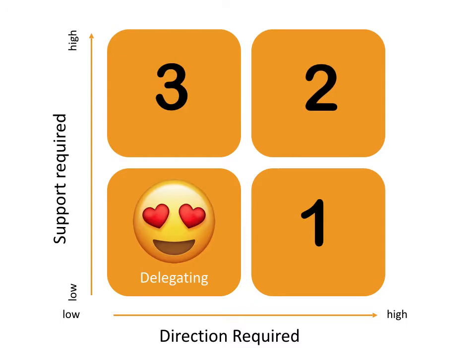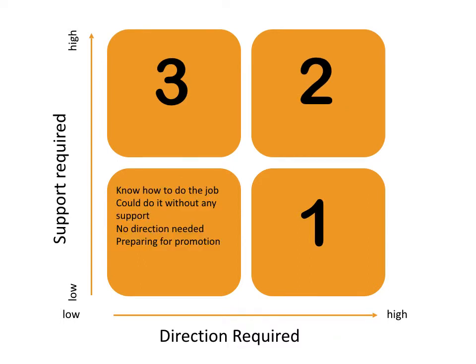The last block, block 4, is known as delegating. And people in this block know how to do their job. They have the skills and the experience. So as a leader, you do not need to give them much direction or support. Just think, if you were to go on leave and you were to delegate your main responsibilities, you would delegate to people in this block. And often, the people sitting in block 4 in this delegation block are very much so ready for a promotion.